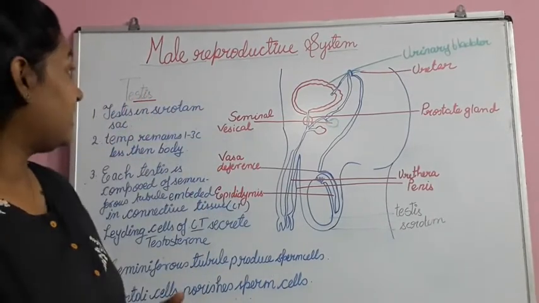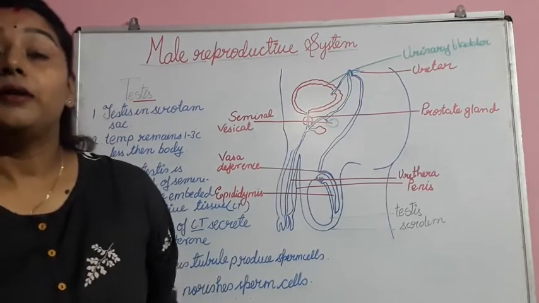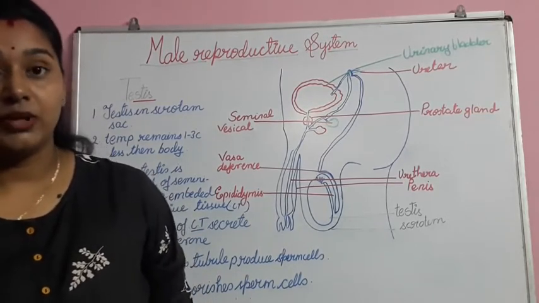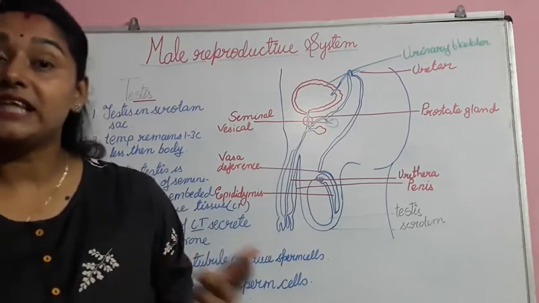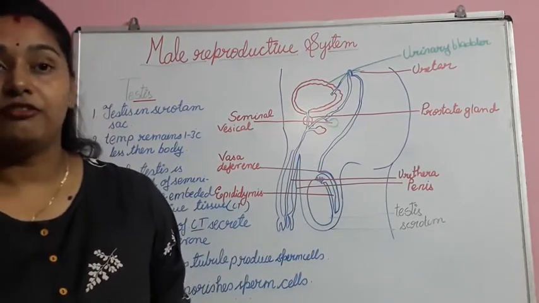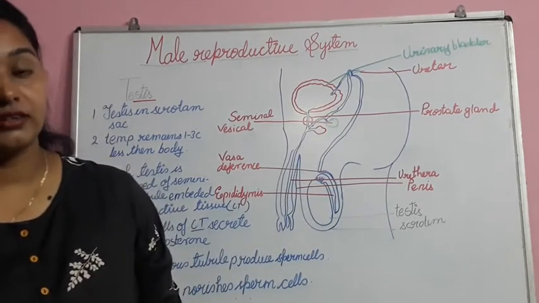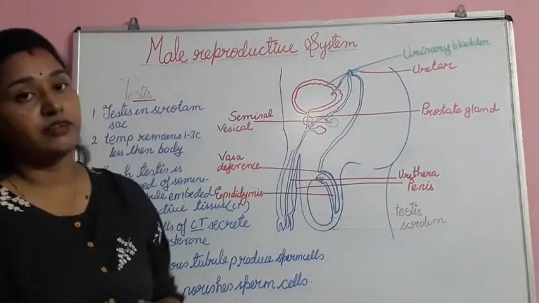So let's see what the male reproductive system actually is. The male reproductive system has two works. One, to produce the gamete, and second, to transfer the male gamete to the female's reproductive tract. These are the two functions done by the male reproductive system.